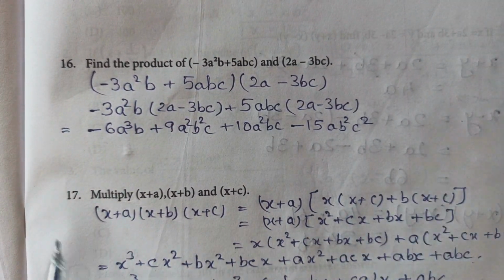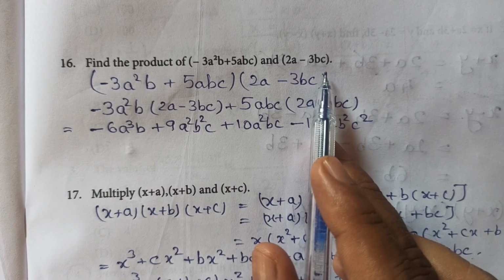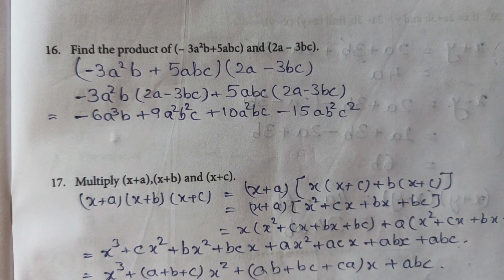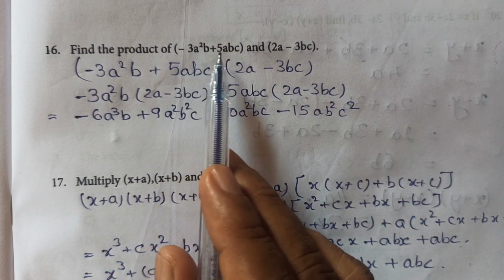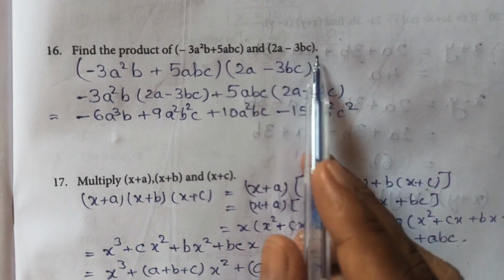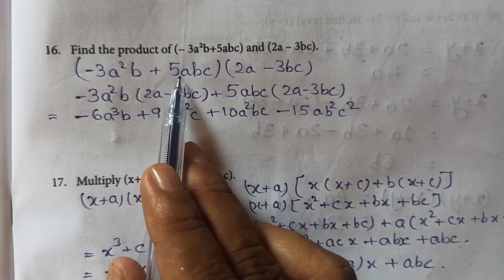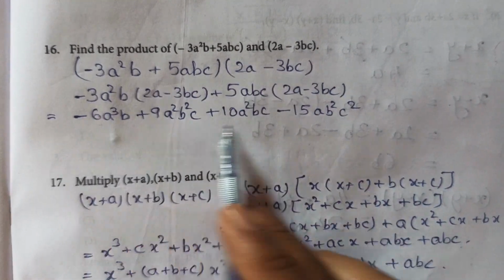Question number 16. Find the product of this and this. So as we complete this, find the product of this and this. We are given minus 3a square b, 5abc, and 3a minus 2a minus 3b. We multiply this with the other terms, and 5abc with the other terms. We get this.